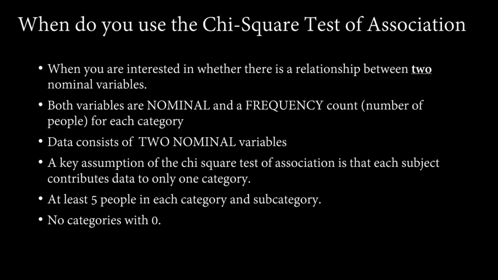A key assumption of the chi-square test of association is that each subject contributes data to only one category. So you can't be both a Korean speaker and an English speaker. You have to be one or the other. At least 5 people in each category and subcategory, and no categories with 0. And with that, I suggest we go over to JAMOVI, and I'll teach you how to conduct the chi-square test of association in JAMOVI.